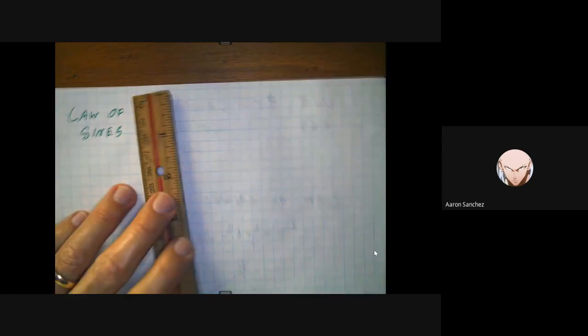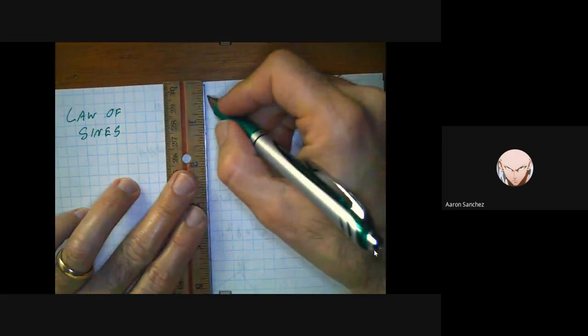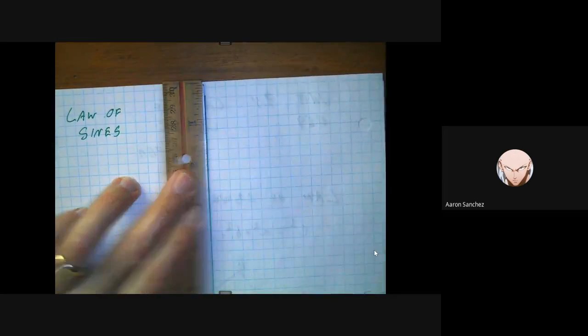Okay. Let's talk about the difference between the law of sines and the law of cosines so we know when to use them. So we have here law of sines. And I'm going to draw a little line to separate it. I'm going to do purple, the law of cosines.